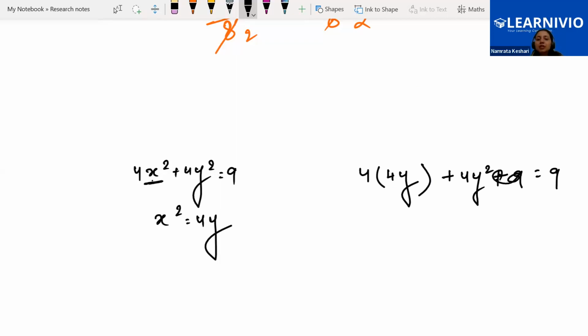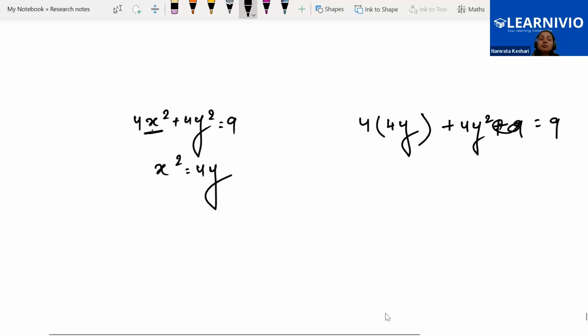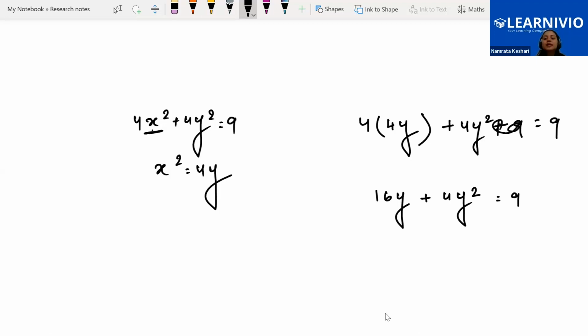Now we are having an equation where one variable is there, that means one type of variable is there. And whenever we are having such an equation where one type of variable is there, it is solvable. We will be able to solve it. So 4 times 16y plus 4y square is equals to 9. If we take 9 to this side, we will be able to write it in the quadratic form, 4y square plus 16y minus 9 is equals to 0.